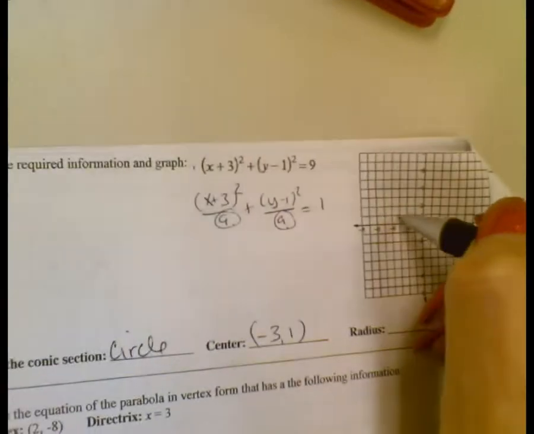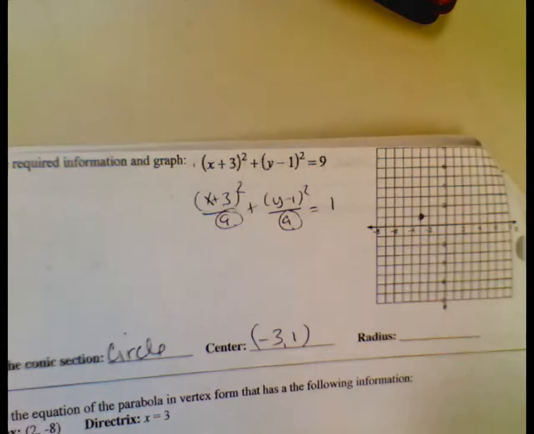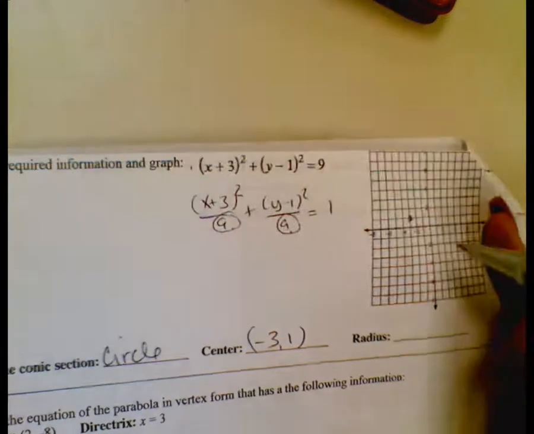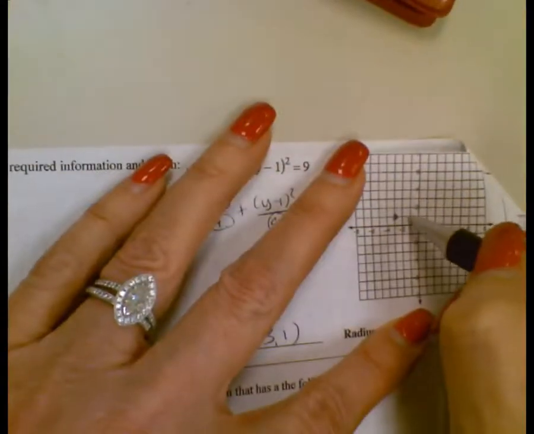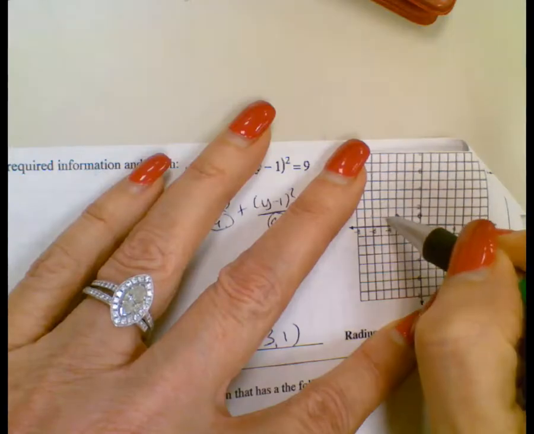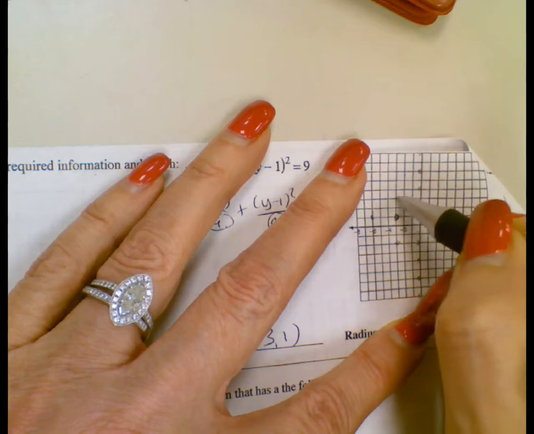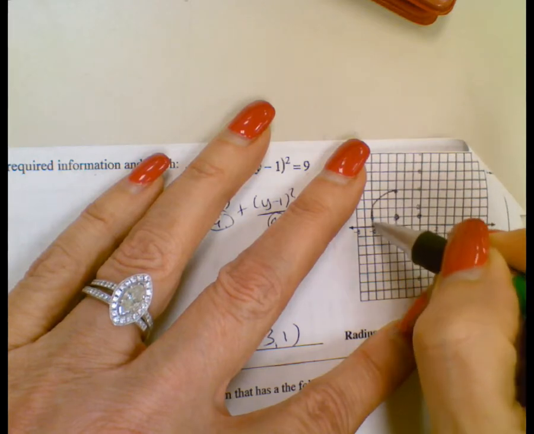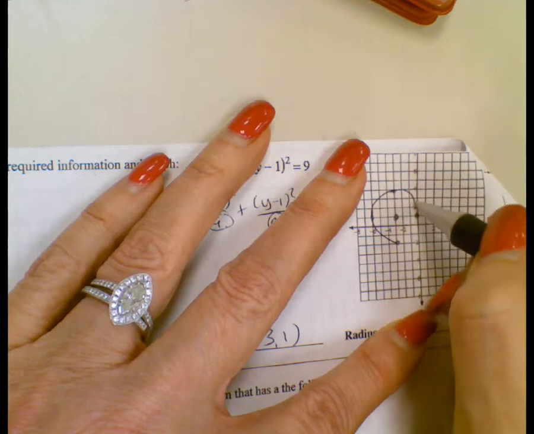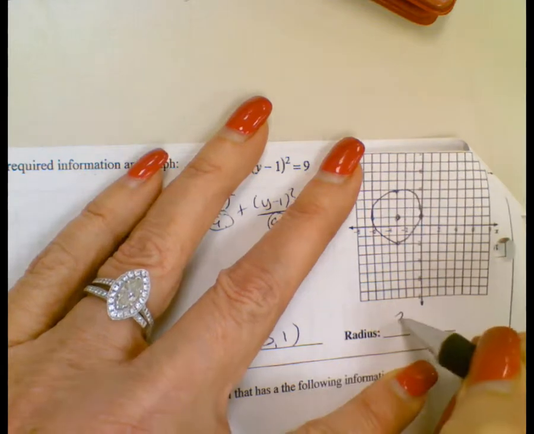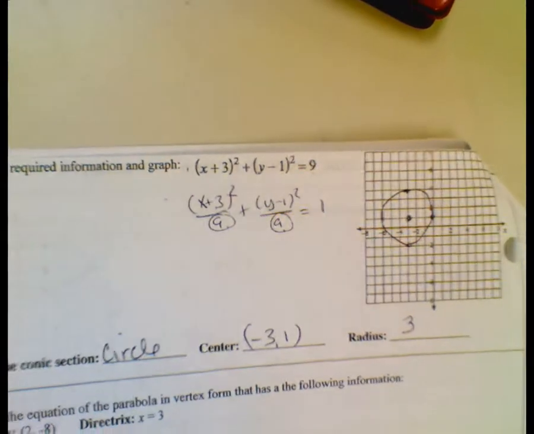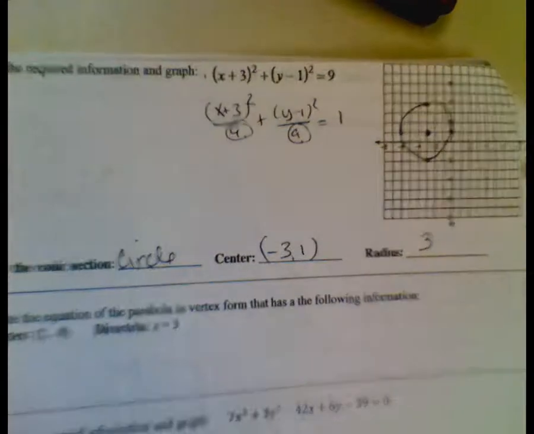So -3, 1 is right there. And the radius is 3. So the radius is 1, 2, 3, in each direction. I like when you don't have to say what the vertices are. It takes forever. This one you just have to say the radius is 3. Done. That's not a great circle, but best I can do right now.